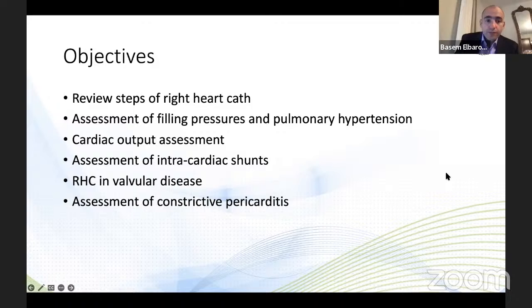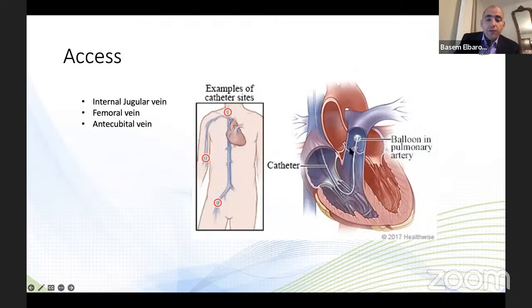Now, invasive hemodynamics used to be, back in the 60s and 70s, the way to assess and diagnose a lot of cardiac conditions. With the advent of non-invasive modalities, including echo and MRI, its importance and need has decreased quite a bit, but there are still cases where it's required.